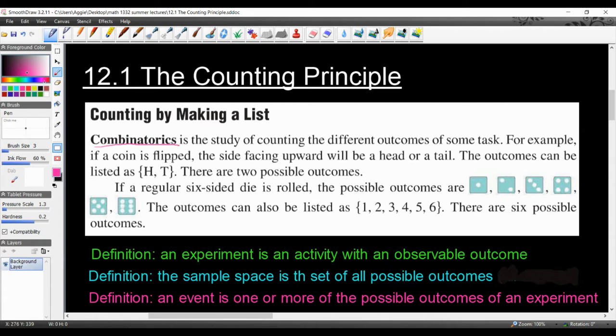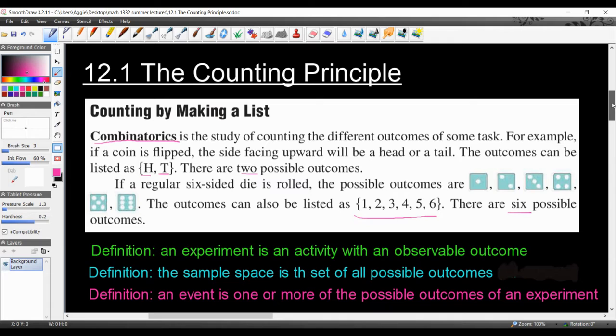Combinatorics is the study of counting the different outcomes of some task. For instance, if we flip a coin and we want to know if it's heads or tails, that has two outcomes. It's either going to be heads or it's going to be tails. And that would be your sample space for this particular problem. Another example is if we have a regular six-sided die, we can have 1, 2, 3, 4, 5, 6. Any of those faces can appear, which means there are 6 possible outcomes. So this is what we're dealing with here.